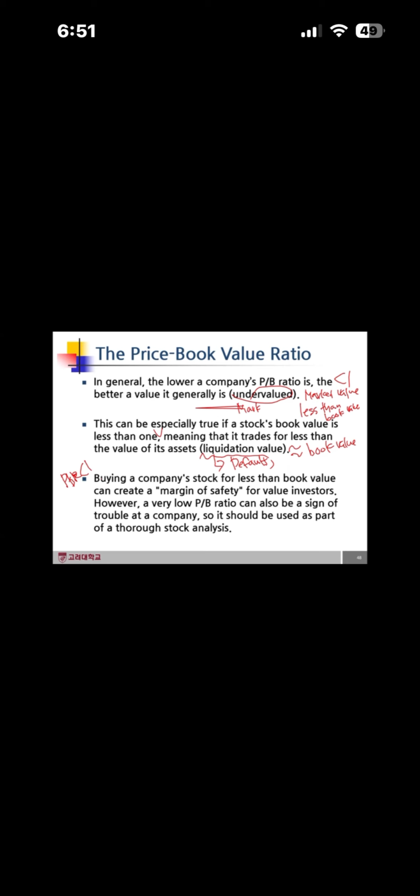However, a very low PBR ratio can also be a sign of trouble at a company. So you have to look for why. It should be used as part of a thorough stock analysis. So if the company's PBR ratio is less than 1, it can indicate that it's really undervalued, or at the same time, it can suggest that the company has a really big problem. So you have to conduct a deeper analysis to find out why.